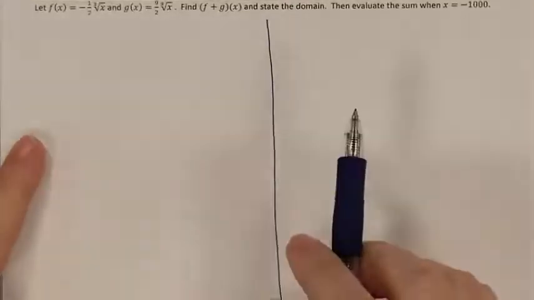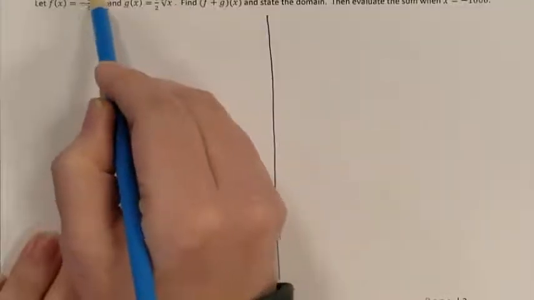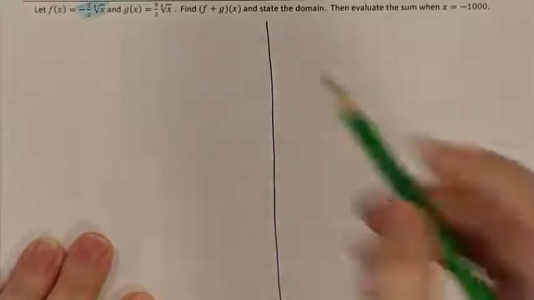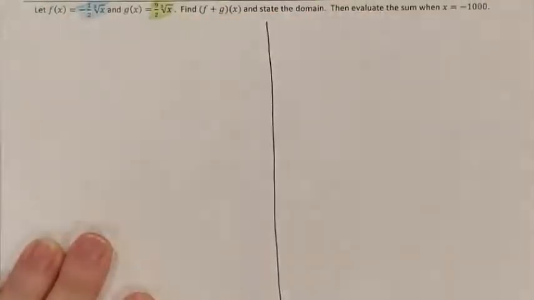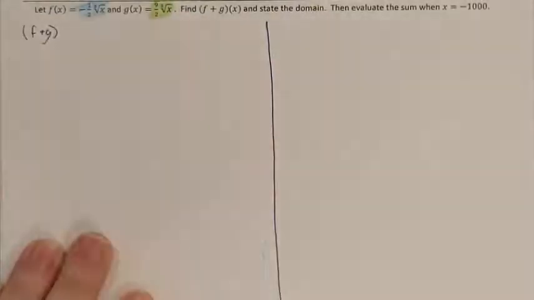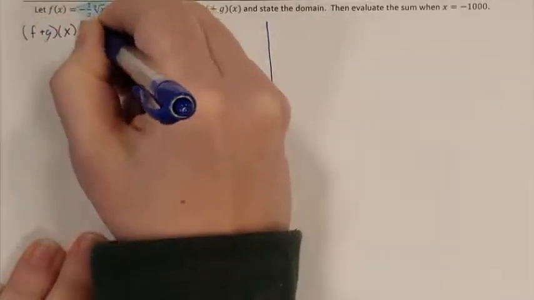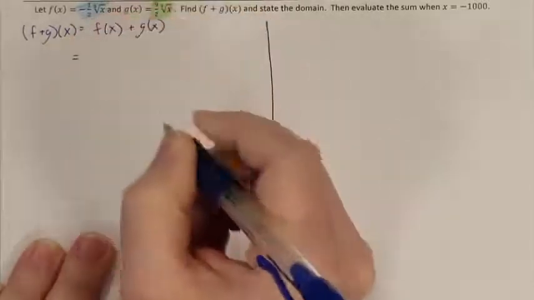Let's go ahead and look at another problem. We are given f to be negative 1/2 times the third root of x, and we are given g to be 9/2 times the third root of x. And we are being asked to find the f plus g rule. If I'm being asked to find the f plus g of x rule, then I need to take my f and add it to my g. So I need each one individually.